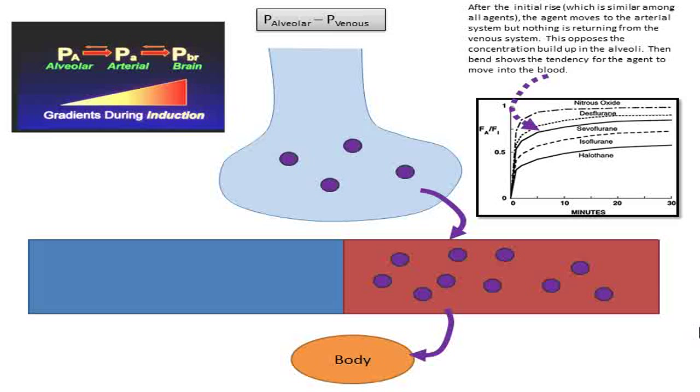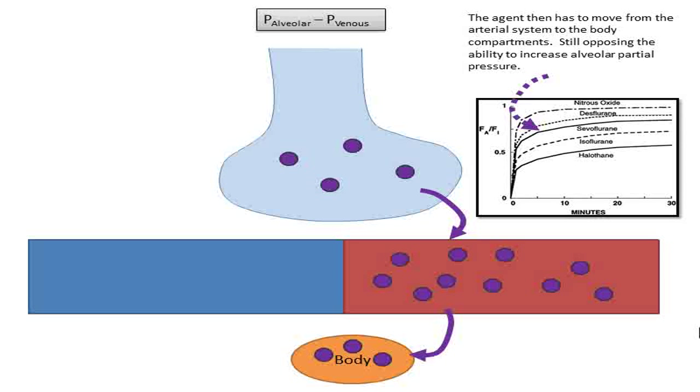Why do you start seeing that bend? Because those molecules are being pulled out of the alveolus by the blood. Right? And then it's going to kind of stay that way, stay bent, and not really rise up until you start filling up the body. And then it's going to keep slowly rising up on that asymptotic curve.